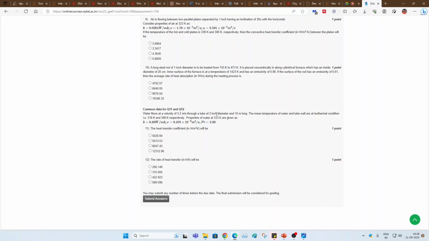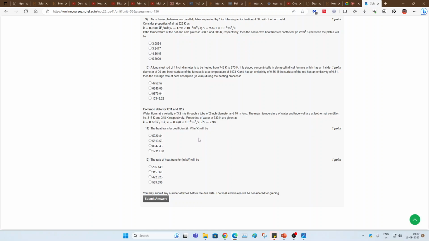The next thing is the mean temperature of water and tube wall is given. Take the average of 300 Kelvin plus 348 Kelvin upon 2. That will give you the result in Kelvin, so convert it to Celsius. Next, calculate the Reynolds number, that is velocity u into diameter d upon the kinematic viscosity. That will give you the Reynolds number.